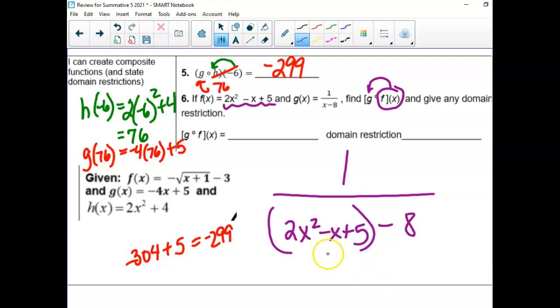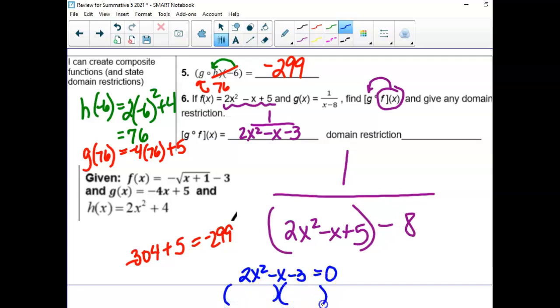Okay, what happens when I combine like terms in that denominator? I get 1 over 2x squared minus x minus 3. Does that seem right, guys? Okay. Domain restrictions for this, remember, are whatever make the denominator equal to 0. So 2x squared minus x minus 3 cannot equal 0.